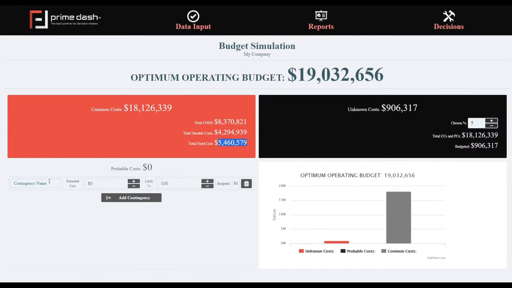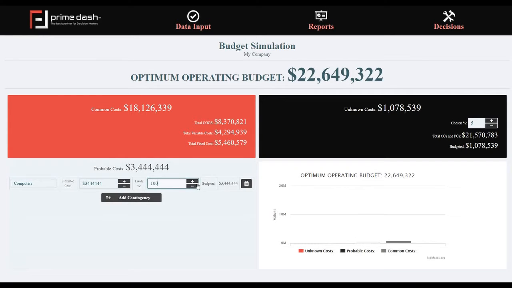Probable costs. PrimeDash gives you the ability to add and plan for specific costs that you may incur for the following period. In this section, write the contingency name, its total amount, and the probability ranging from 0% to 100% that you will incur that cost.